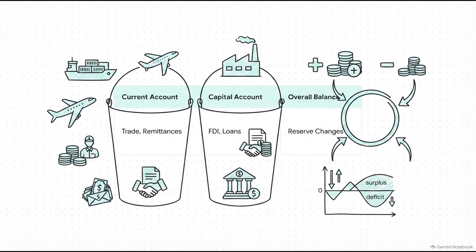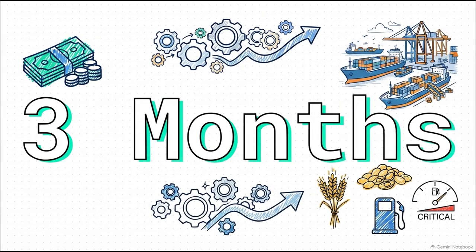When you combine these two accounts, you get the overall balance. If it's a net surplus, you're adding to your country's foreign currency reserves. But if it's a deficit, those reserves are draining. And monitoring those reserves is absolutely critical.